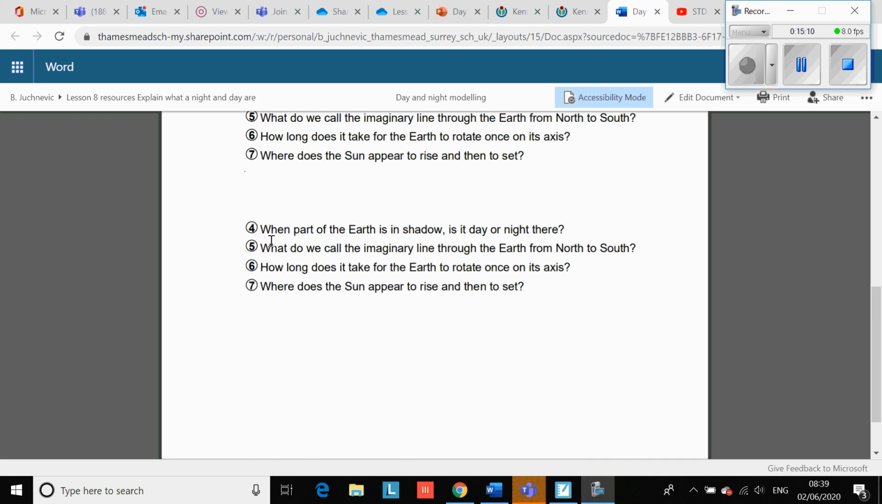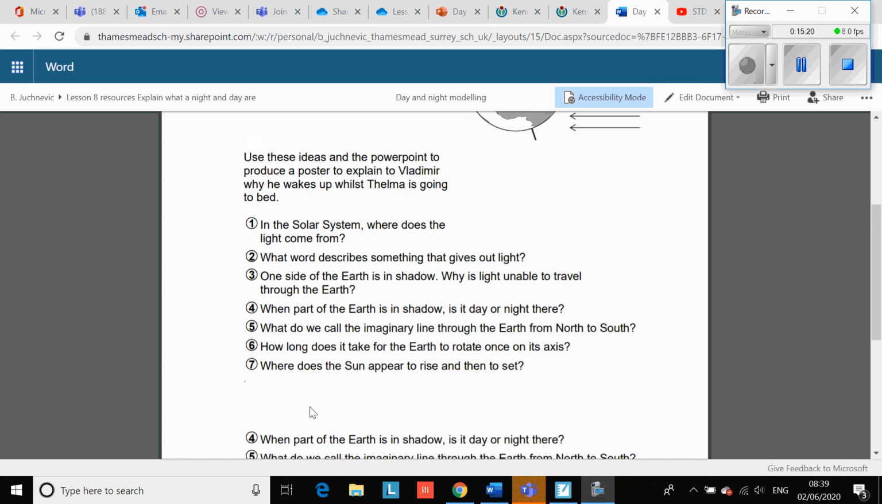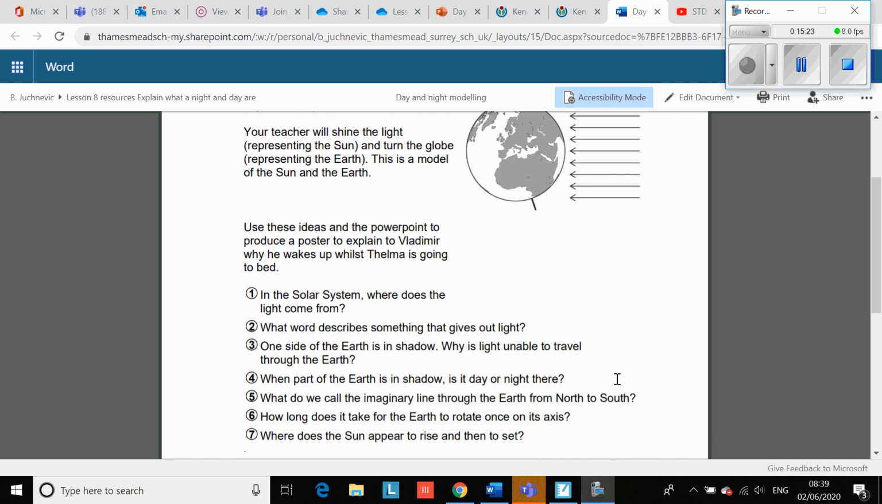And then, I don't know why this is 4, 5, 6, and 7. When part of the Earth is in shadow, is it day or night there? What do we call the imaginary line? I think it's already got that. Yeah, okay, so that's just a repeat, so ignore that last bit. Right, so it's basically just these questions here.